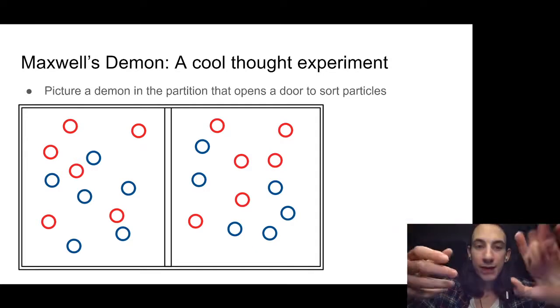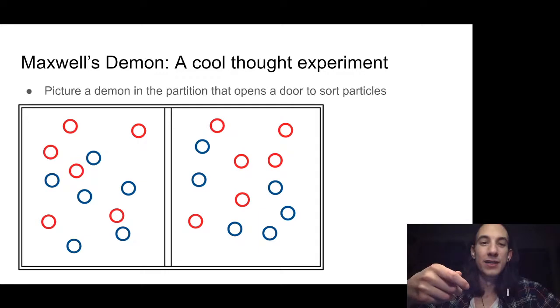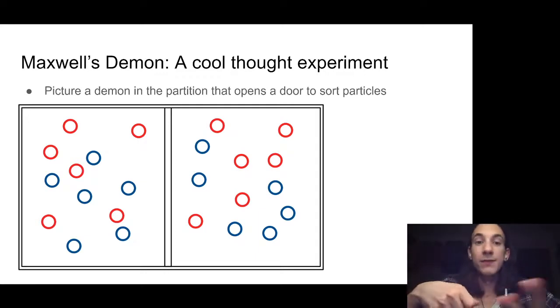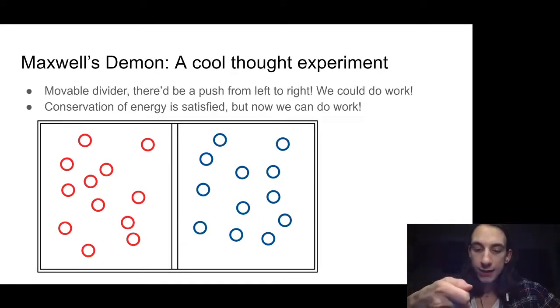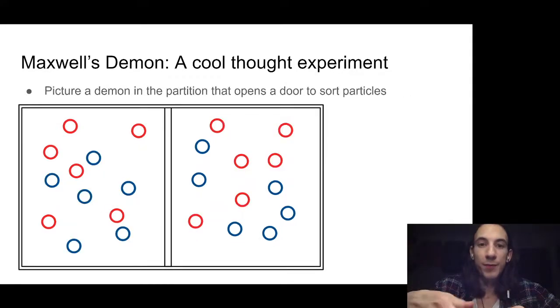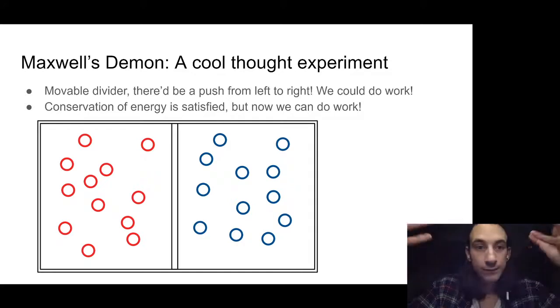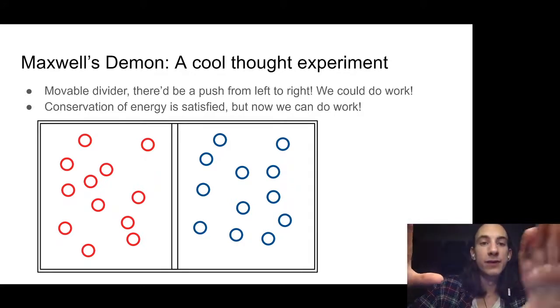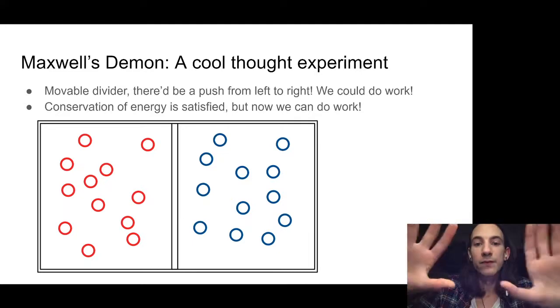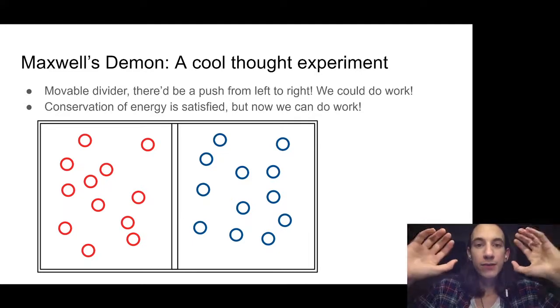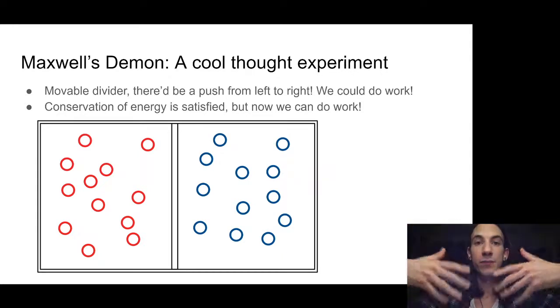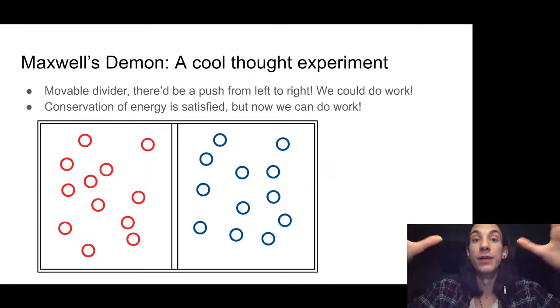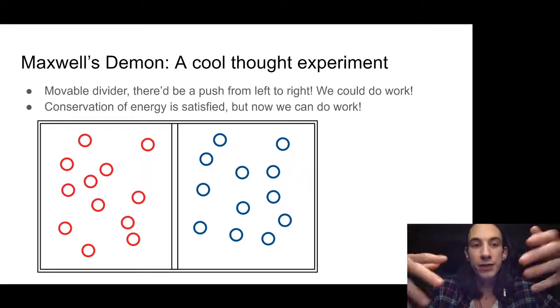So what if every time he saw one of these fast particles coming in, he was like, okay, I'll open the door and I'll get all the fast particles on one side. And then every time he saw a colder particle coming by the door, he said, okay, I'm going to open the door, get them on one side. So he's sorting them so we'd have all the faster ones on the left and all the slower ones on the right. So again, conservation of energy is satisfied. We haven't changed the amount of energy in our system. We have the same kinetic energy overall in our system, and therefore the same amount of thermal energy.